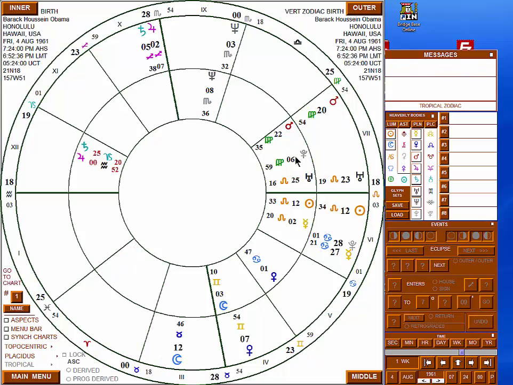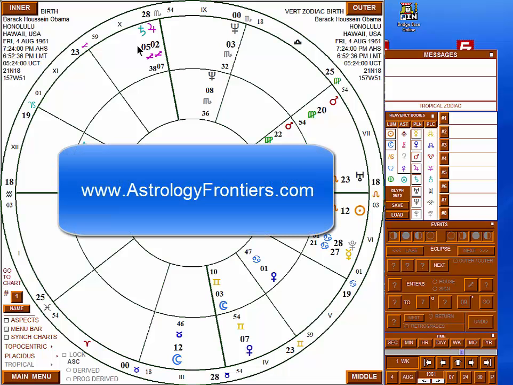Notice then that the vertical zodiac twins of his Saturn and Jupiter are in the 10th house. By the way, if you don't know what the vertical zodiac is, it's based on declinations, and you can find several videos where I explain all this in great detail on my site called Astrology Frontiers.